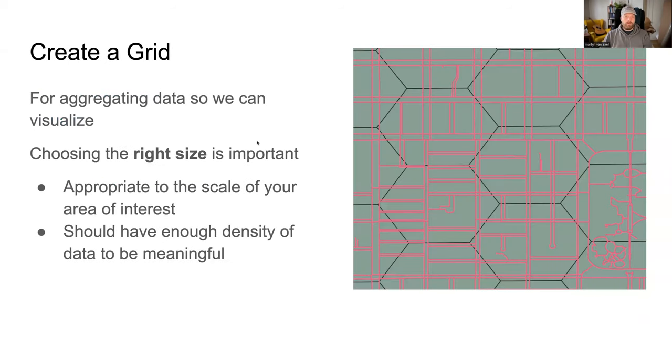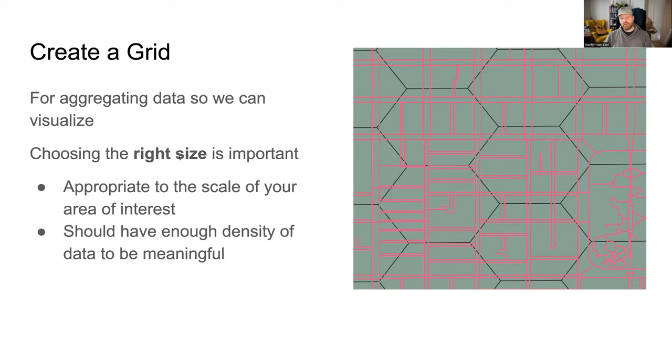All right, so now we need to think about aggregating this. We need to think about what we want to visualize, right? And I want to visualize density. So how dense is the footpath network in Salt Lake City? Then we need a unit of density. So I decided to choose a grid to do that.